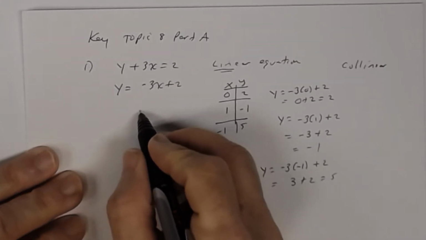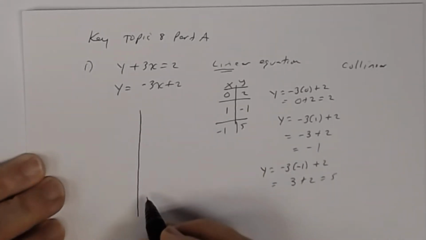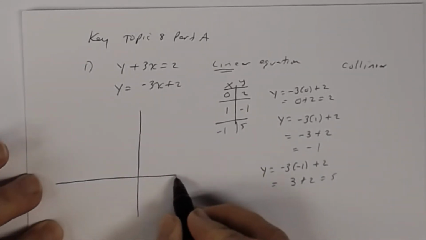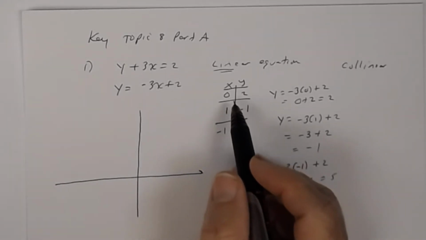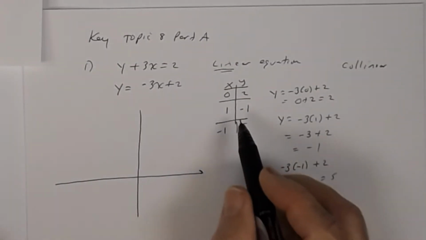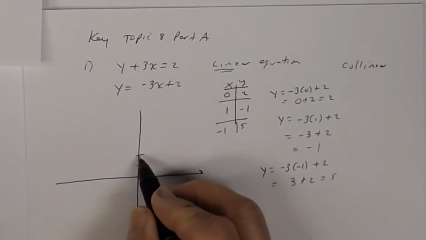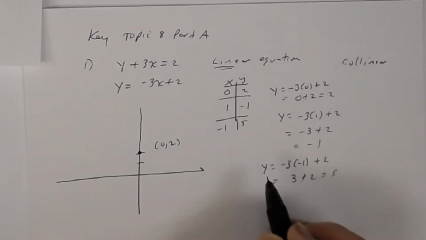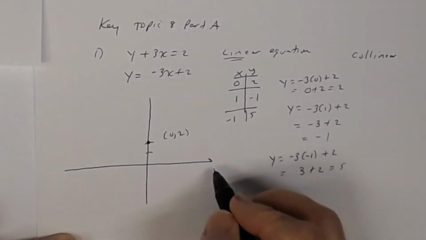So you had to do this by hand if you didn't have grid paper. So it would look something like this. And now remember it did say in the directions, make sure you label your points. All right, so you have 0, 2. So let's say this is 0, 2 here. So I'm going to label that point 0, 2. So 0, 2 is on the y-axis. So this is your x-axis.